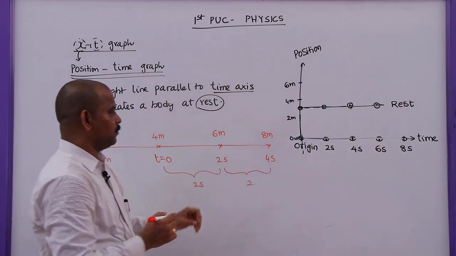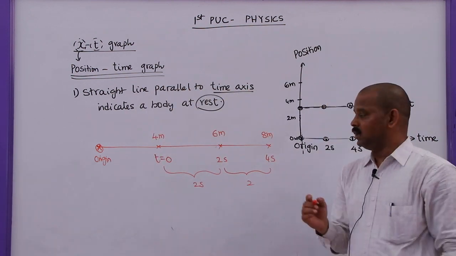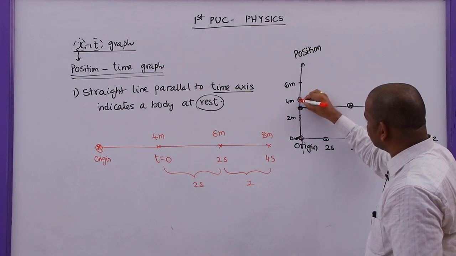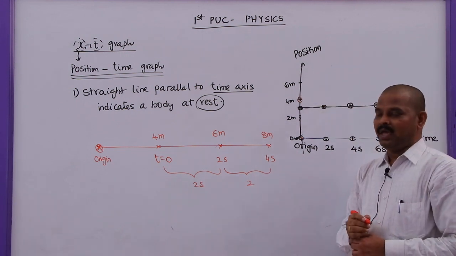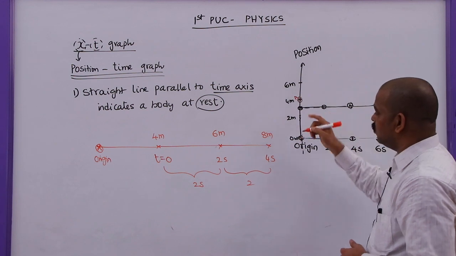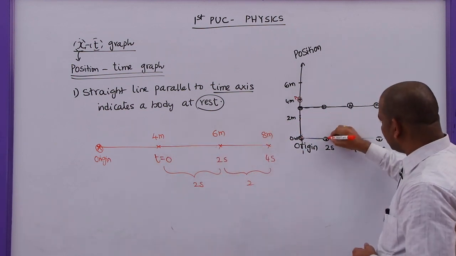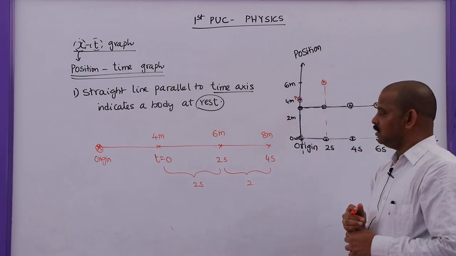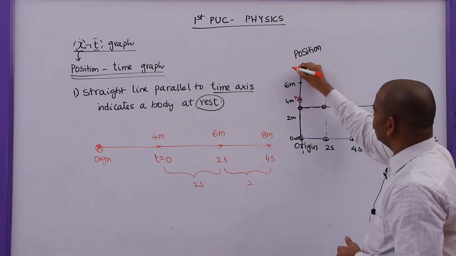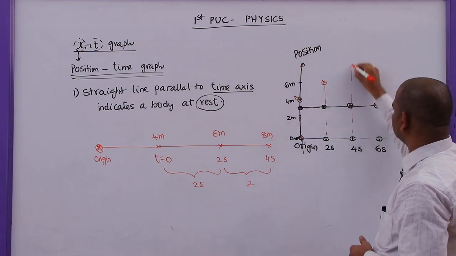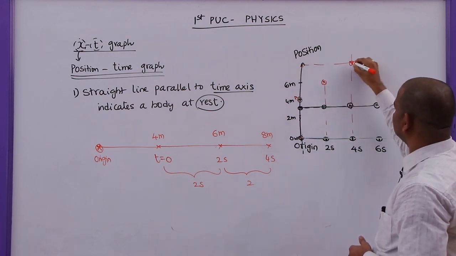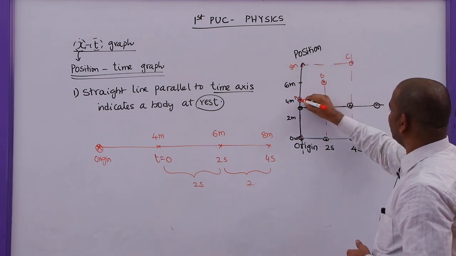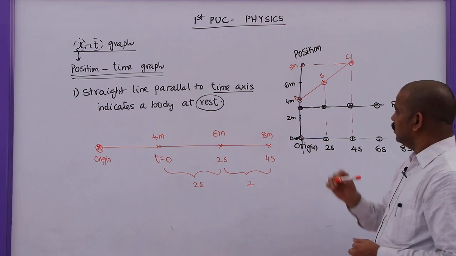Now let me represent this in the graph. When the time is 0, the body is observed at point A. Let me take this point A, which is at 4 meters from me. After 2 seconds, I observed this object at 6 meters, and after 2 more seconds, that means at 4 seconds, it was seen at this point. So, this is A. The object traveled from A to B and up to C.